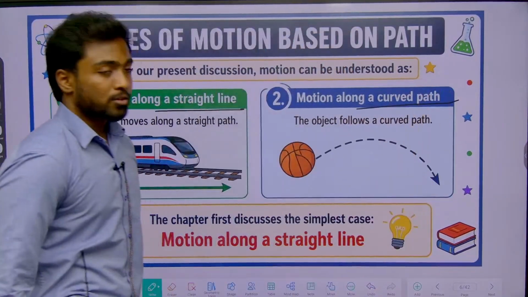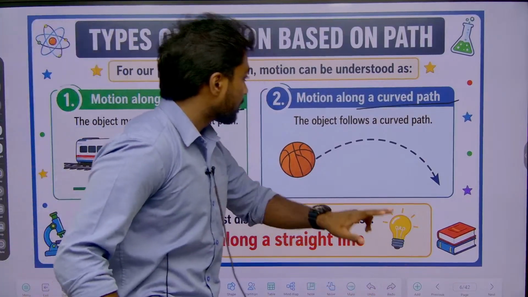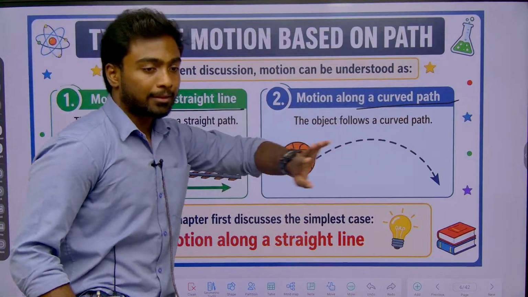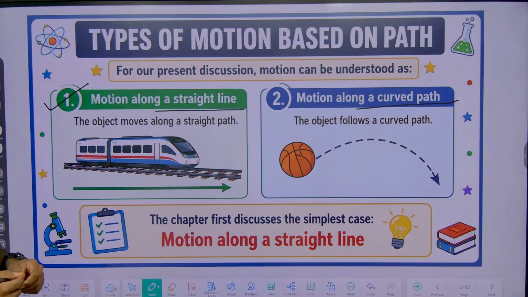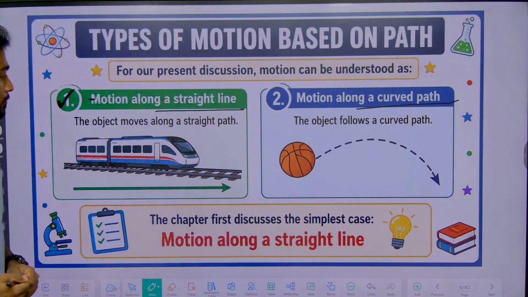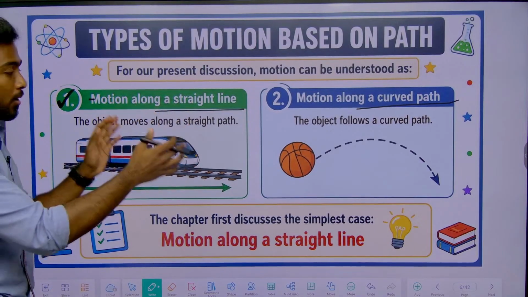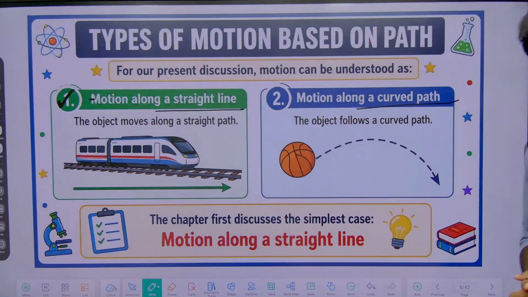So these two things. The object moves along a straight path, or the object follows a curved path. That's why we call these motion along a straight line and motion along a curved path. So you can take this one and we'll go one by one. What is straight line motion and what is curved motion? Okay, write down.